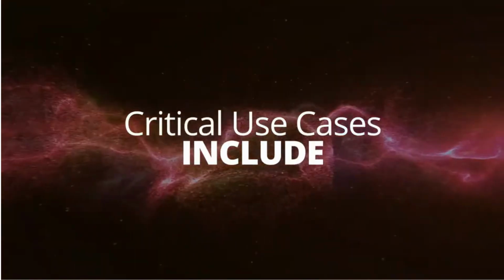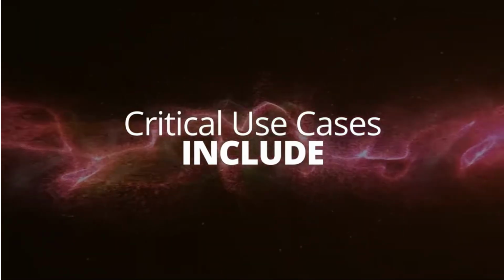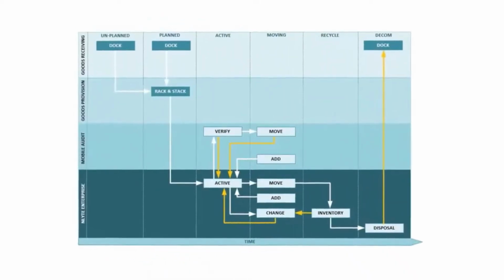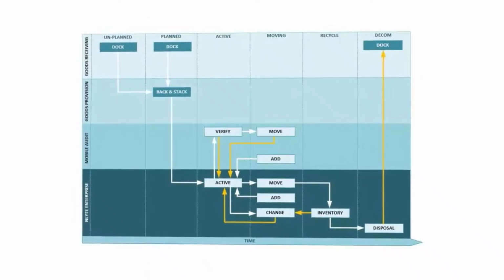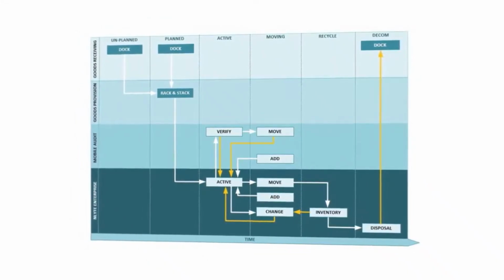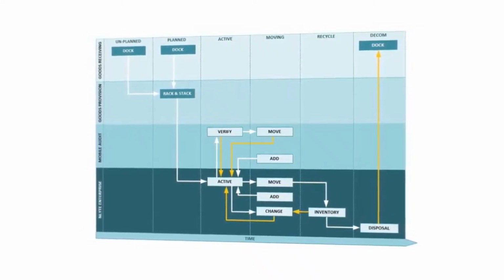Critical use cases for Nlyte Asset Optimizer include Asset Lifecycle Management. The application tracks an asset's location and reservation from the moment it's received at the loading dock, in storage, through installation, and any adds, moves, and changes clear through decommissioning.